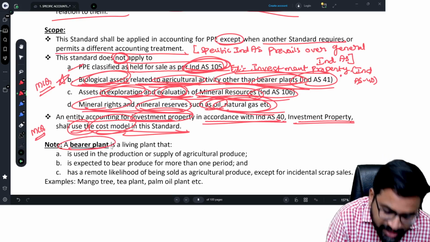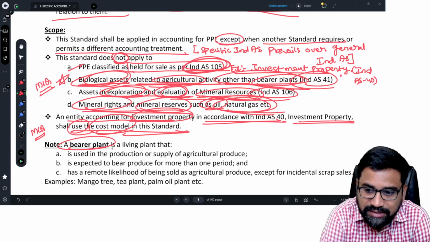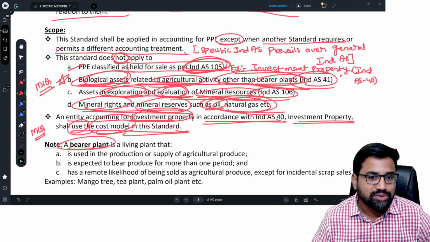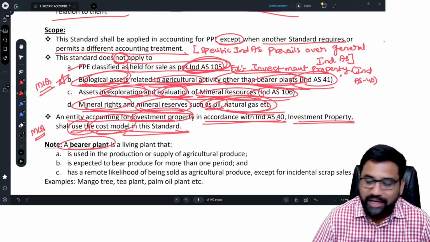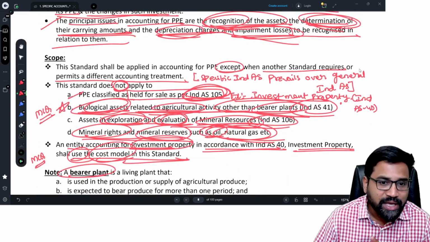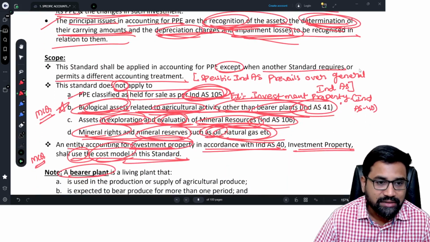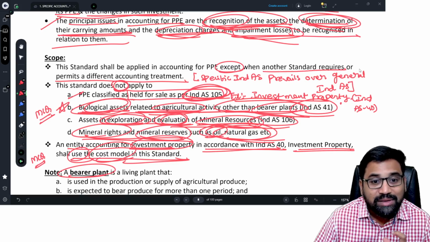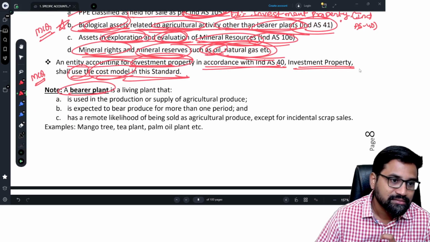And what is a bearer plant, sir? What is a bearer plant? That is what we need to discuss. What is a bearer plant as per Ind AS 16? Because Ind AS 16 is applicable for bearer plants. So when will a plant be treated as a bearer plant?